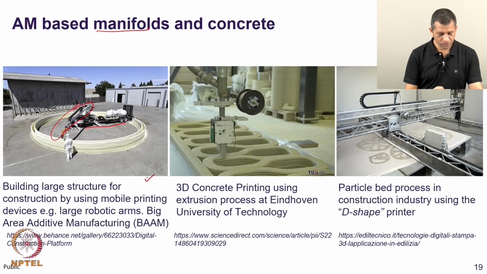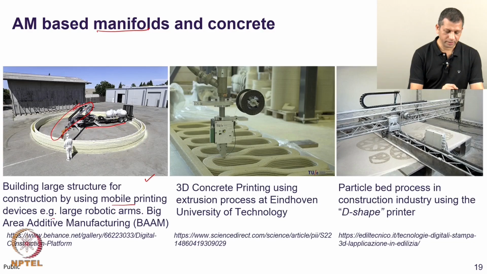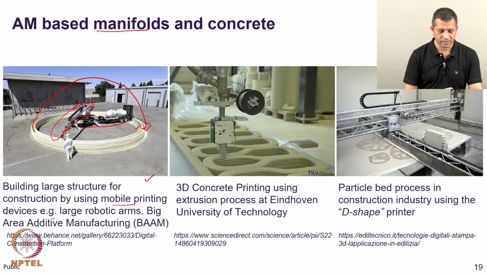The first example shows building of a large dome shaped structure using a mobile printing device, using a large robotic arm. As you can see, there are two concentric walls here. The first wall is shown here and the second wall is just outside. There is a small gap also; the structure when finally made is supposed to be like this. Such a geometry cannot be achieved without moving the platform itself, because the sizes here are not in mm or in centimeters, they are in meters.